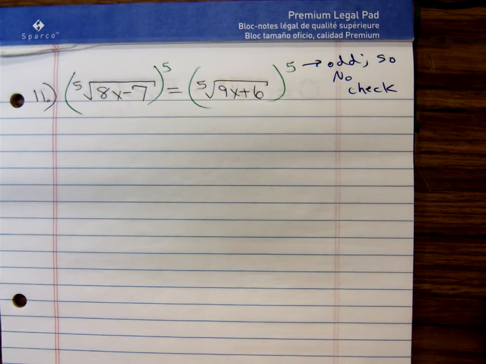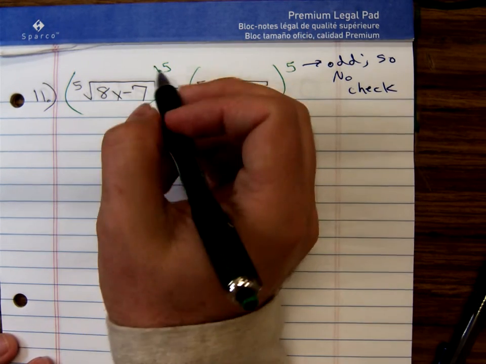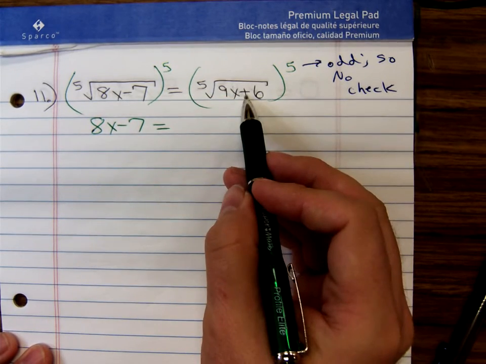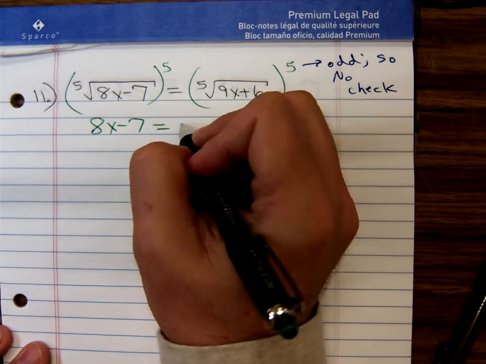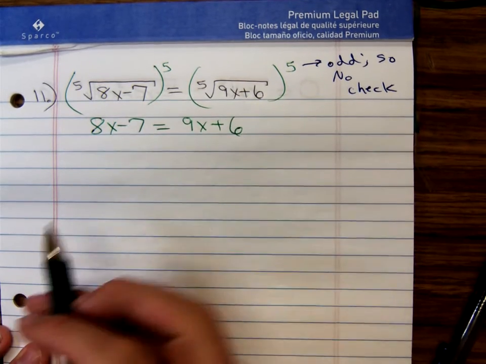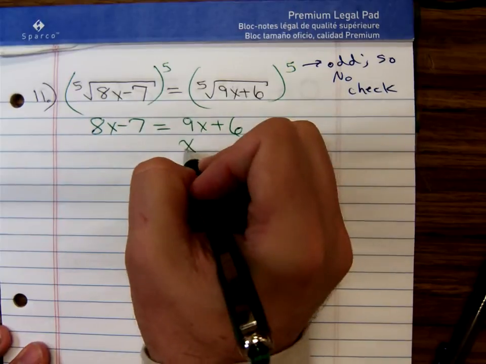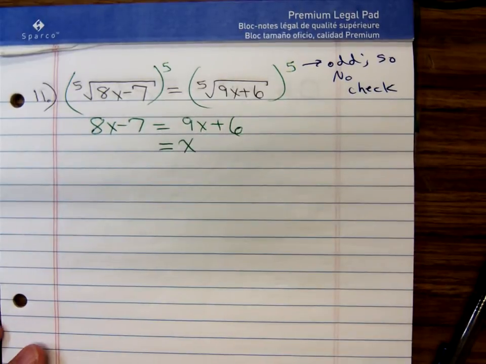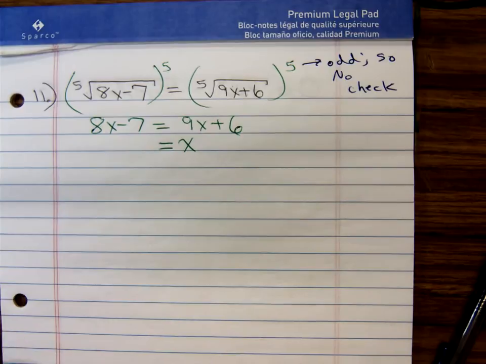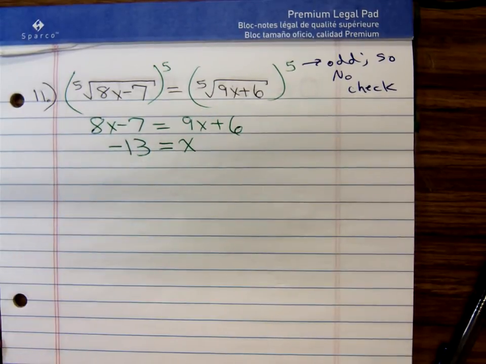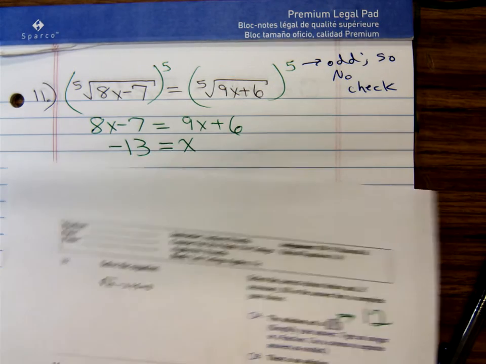So, raising to the fifth power, that says 8x minus 7 is equal to, what have we got over here? A 9x plus 6. I'll move the 8x to the right. 9x minus 8x gives me 1x equals, subtract 6, negative 7 minus 6, that gives me a negative 13. And certainly the shortest problem that we've done today, right? There's no checking. There's the answer.